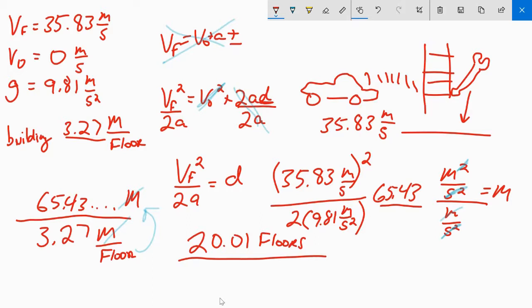Now, I've been in a lot of buildings in my life, and I've never seen a building that had part of a floor. You can only have a whole floor. So, where should Magister go? Magister should go to the 20th floor.